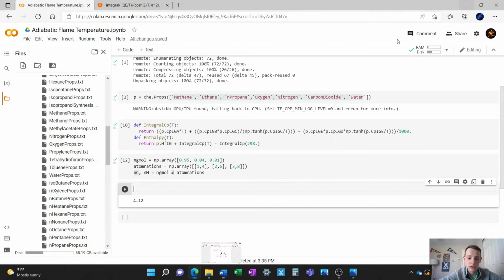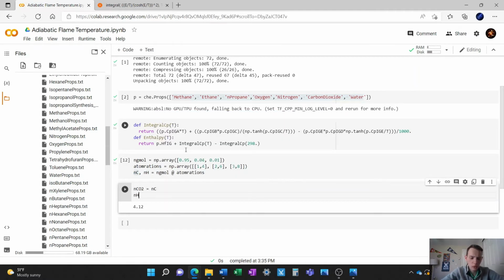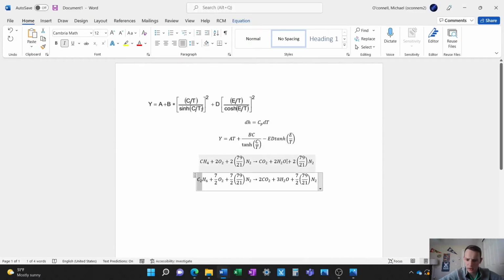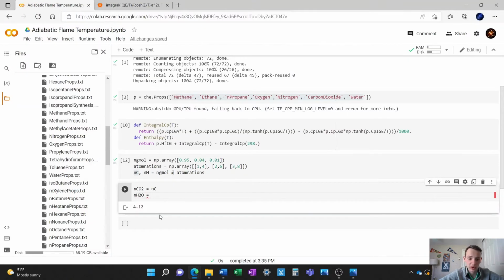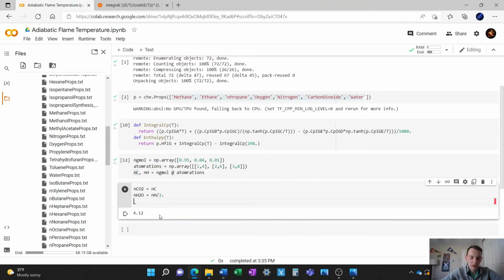So there you have it. Let's put that in here. That means NCO2 for us is going to be equal to NC. Let's do water, the number of water molecules. Here there are 2 water molecules and 4 hydrogen atoms. Then we have 6 hydrogen atoms and 3 water molecules. So 4 and 2, 6 and 3. That means we are just going to take the number of hydrogen atoms we had and divide it by 2. Okay, next thing we'll do, let's do oxygen, and then we'll do nitrogen.